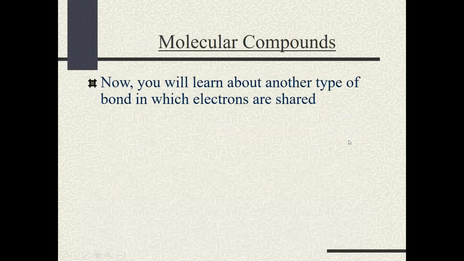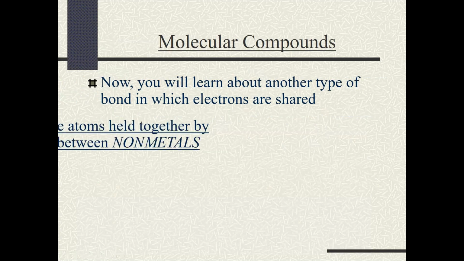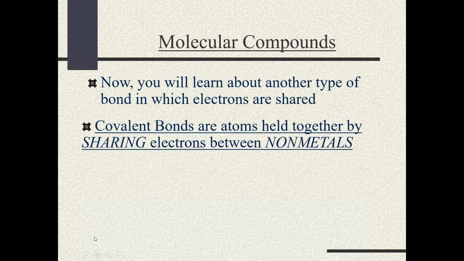So now we're going to learn about another type of bond where you can't gain or lose, but you can share electrons. Covalent bonds are atoms that are held together by the sharing of electrons between non-metals. And this is going to be the biggest difference. The easiest way for you to tell if you're looking at an ionic bond or a covalent bond is to look at what types of atoms are interacting. If it's both a metal and a non-metal, chances are you're looking at an ionic bond. But if it does not contain a metal, like our example from the do now, 2 oxygen atoms, that's 2 nonmetals. They're not going to be able to gain or lose, but they can share their electrons to form a covalent bond.